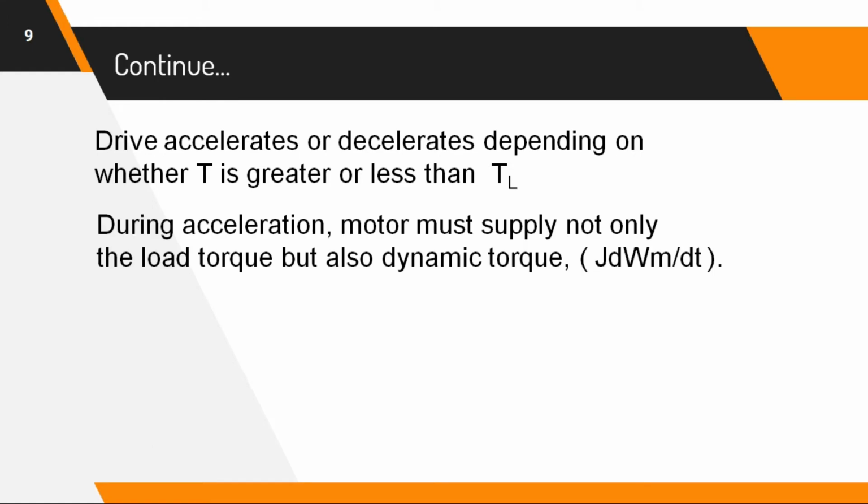So during acceleration, the motor must supply not only the load torque but also the dynamic torque. Motor torque T should be equal to TL plus J d omega by dt. In drives with large inertia, such as electric trains, motor torque must exceed the load torque by a large amount in order to get adequate acceleration.